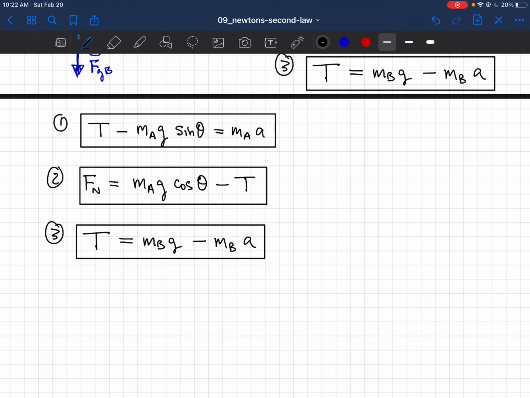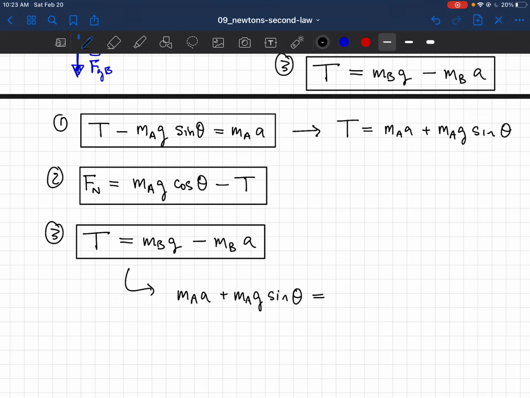So let's see. The basic step in algebra is you solve for one of the unknowns, you plug it in, and thus you eliminate it. So if we're asked for acceleration, then we want to eliminate tension. So let's do it here. So tension is going to be equal to m_A a plus m_A g sine of theta. So I've solved for tension in one equation, and then I plug it in to this equation. So I get m_A a plus m_A g sine of theta is equal to, other side of the equation is m_B g minus m_B a.